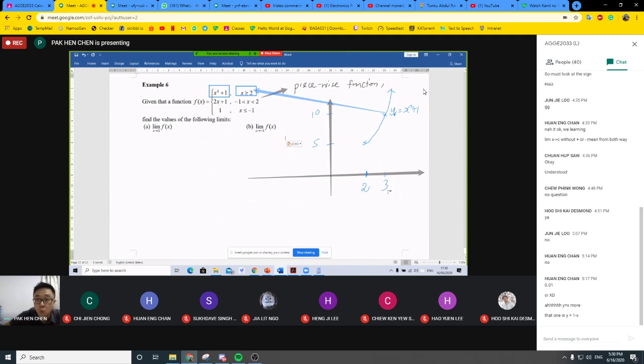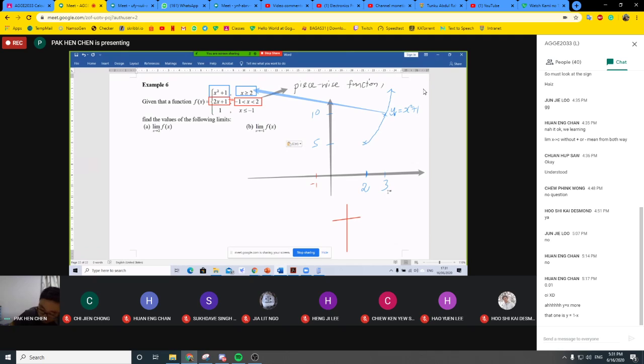Anyone follow? Yes, for x larger than 1, I will follow this graph, which is y1 equals x squared plus 1. For the second one, 2x plus 1 is referring to this domain, which is from -1 up to 2. From this graph here, -1 up to 2, you can put a table for that.